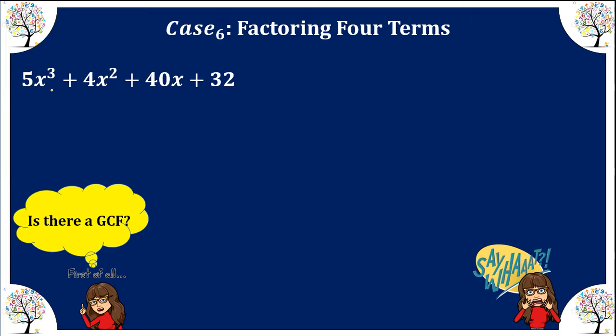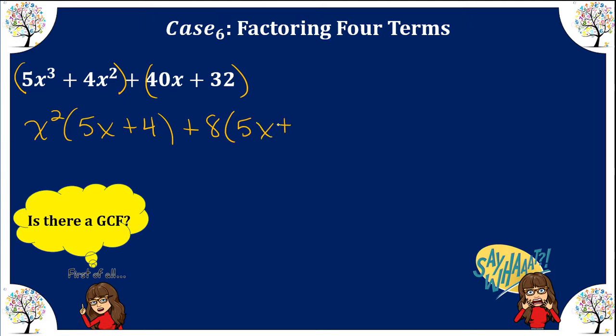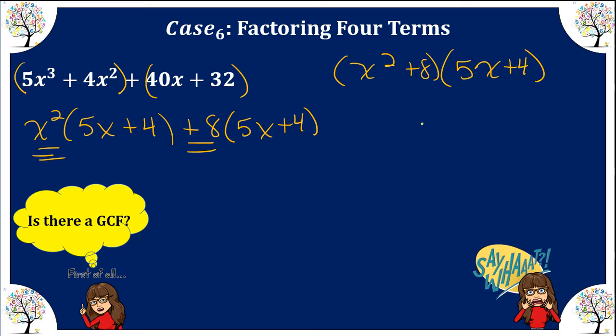Here we have another cubic polynomial. There's no GCF, so we're going to go straight into grouping. We're going to factor out the GCF of each of these binomials. We're going to write one factor as x squared plus 8 and our second factor of our polynomial 5x plus 4.